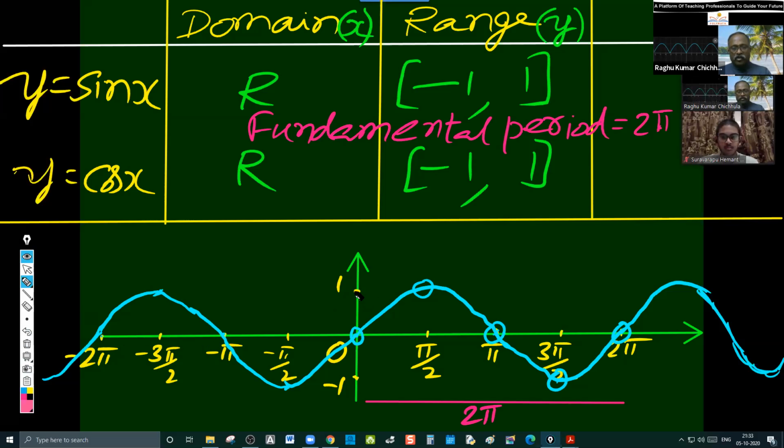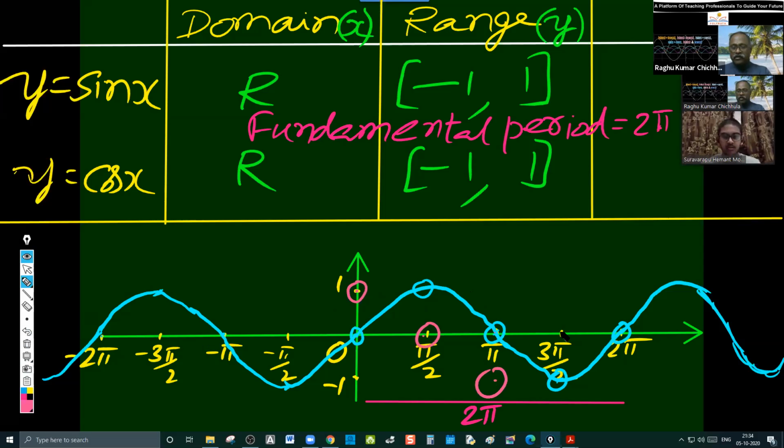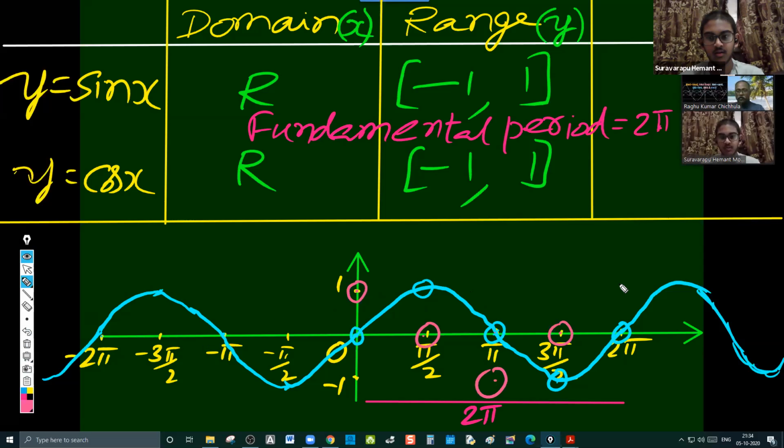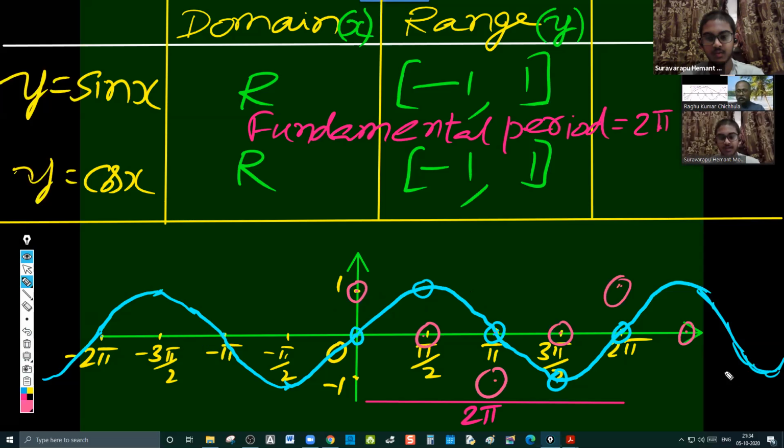You tell me what is cos 0. This is y is equal to sine x, the yellow color is y equal to sine x. And what is cos 0? 1. What is cos pi by 2? 0. What is cos pi? Minus 1. Then what is cos 3 pi by 2? 0. What is cos 2 pi? 1. What is cos 5 pi by 2? 0. Then minus 1.